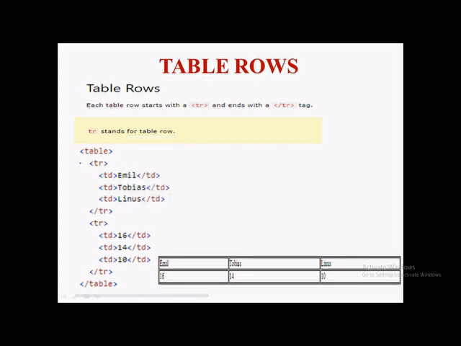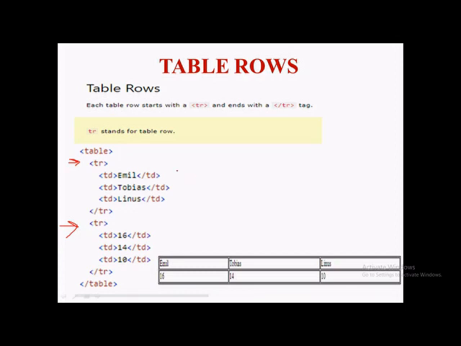How many tr tags have I defined? One tr tag, and after that two tr tags. So I'm going to create two rows. Now the table tag is open and a table is created, and two tr tags are open. We have to remember that I'm going to create two rows in the table.